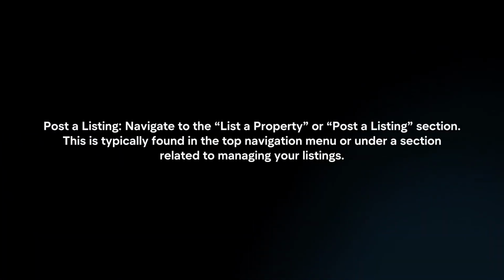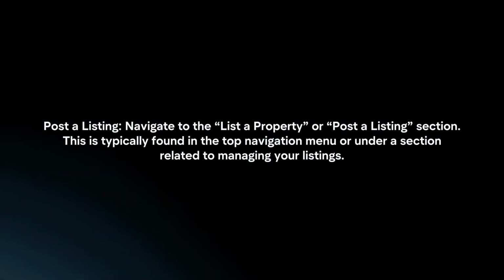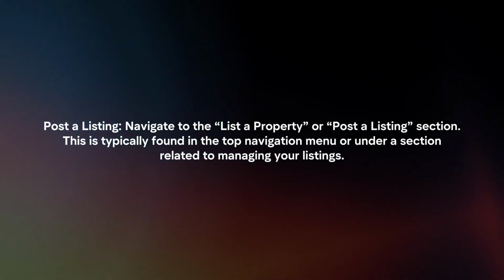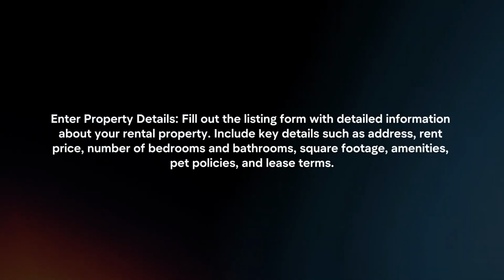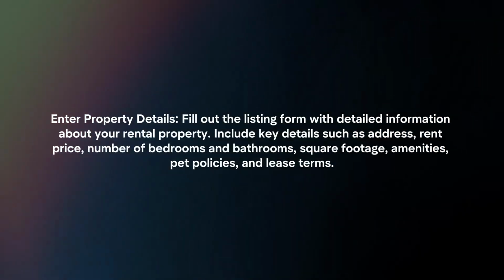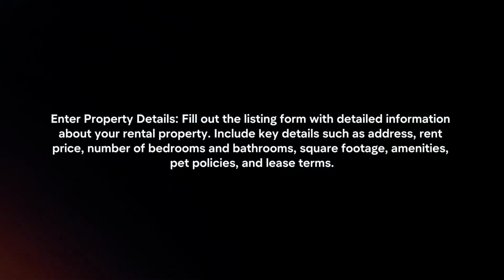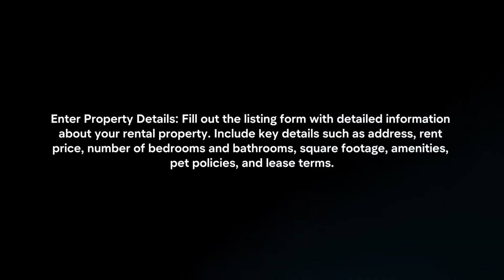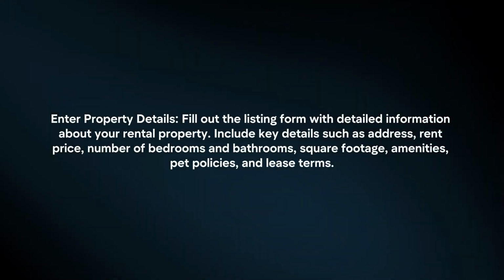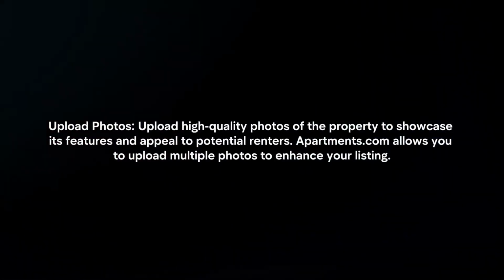Post a listing. Navigate to the List a Property or Post a Listing section. This is typically found in the top navigation menu or under a section related to managing your listings. Enter property details. Fill out the listing form with detailed information about your rental property. Include key details such as address, rent price, number of bedrooms and bathrooms, square footage, amenities, pet policies, and lease terms.